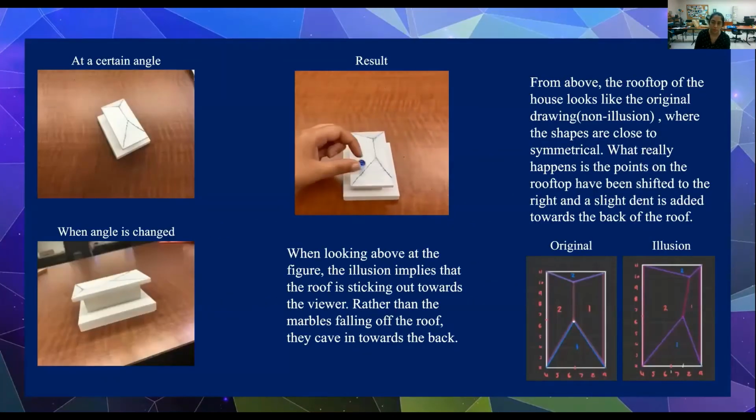So onto my model. From above, it looks as if the roof is in the original version, where the shapes are rather symmetrical to each other, as it appears in the photo at a certain angle, when in reality, in the illusion photo of it, the points on the roof have been shifted to the right, and there is a dent towards the back of the roof. So when the angle is changed, meaning that when you go lower and closer towards the figure, there is no roof sticking out, but rather it looks flat and there's also a dent. The result of this would be blue marbles, rather than falling off the roof, they cave in towards the roof.